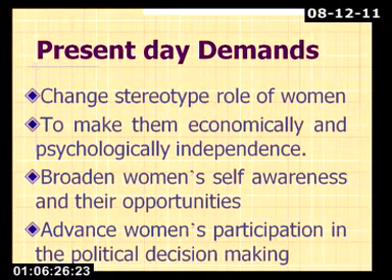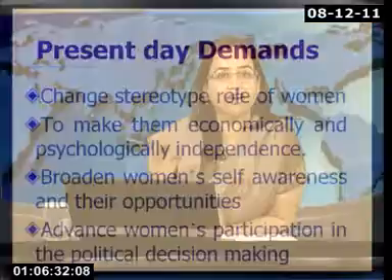It was not enough just to have a changed role, but we had to make them psychologically independent. Then we have to broaden women's self-awareness and their opportunities, and this was possible by taking certain decisions, and one of these was the broadening of women's participation in political decision making, because after all, everything comes down to decision making, because when good decisions are made, when pro-women decisions are made, then definitely the advancement of women will come about.